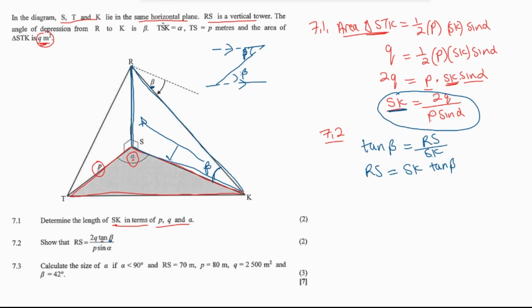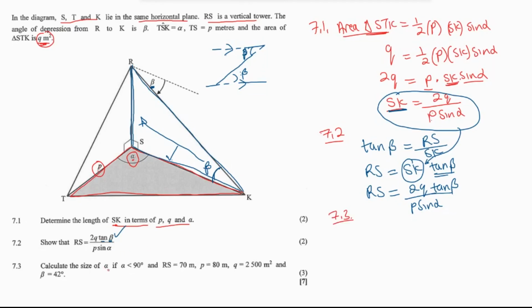Now we have brought in the tan beta, and this is SK. Where there's SK, we put 2Q over P sine alpha. So RS is equal to 2Q over P sine alpha times tan beta. So we've managed to prove that RS is equal to 2Q tan beta divided by P sine alpha.